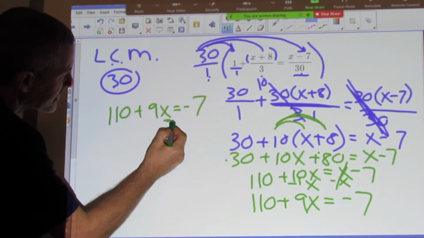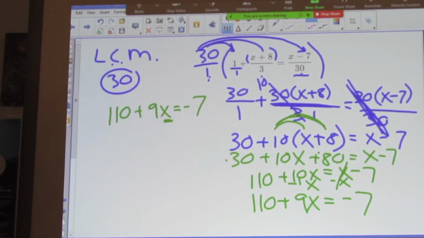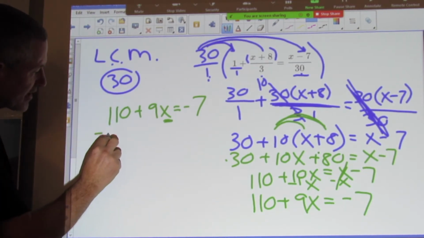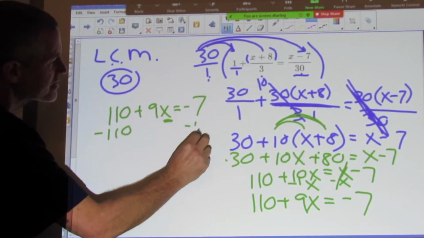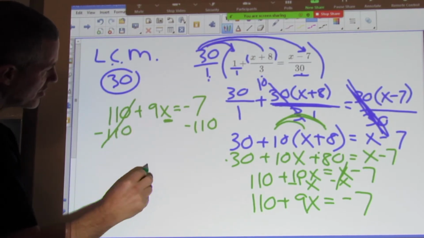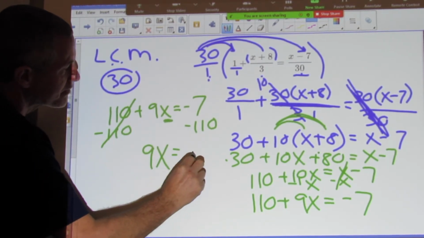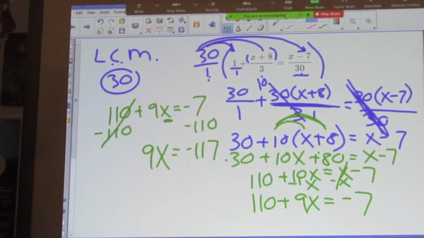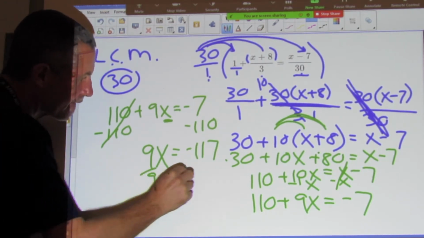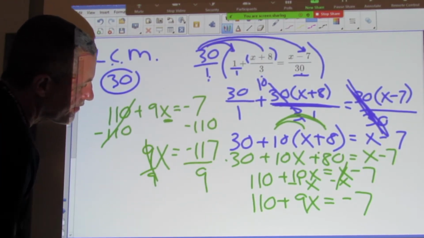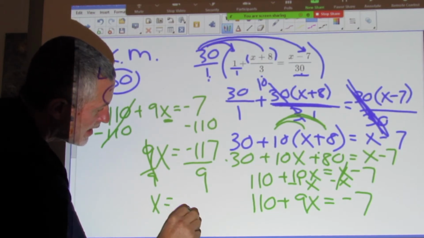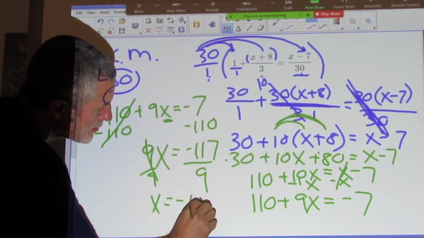I need to isolate this x. So I want to go back to first or second grade, do my addition or subtraction first. That's gone. Left with 9x equals negative 117. Grab your calculator if you need it. And divide by 9. You get negative 13.